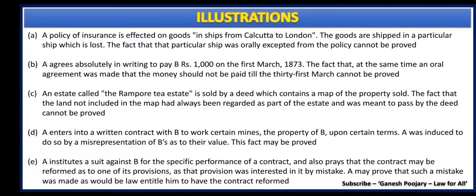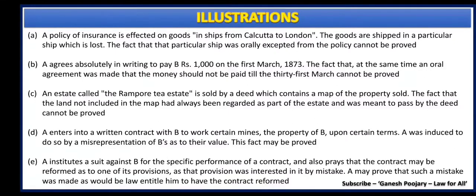The third illustration is related to selling of a property. Now here if someone says that this property is sold and a particular part of the property is not shown in the map, however the same is always considered as the part of this particular property. If someone says that, it cannot be proved because the property needs to be in the map very clearly, there we cannot assume anything or take any kind of oral evidence.